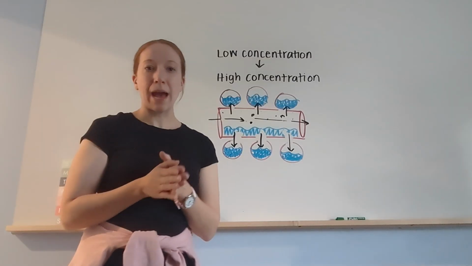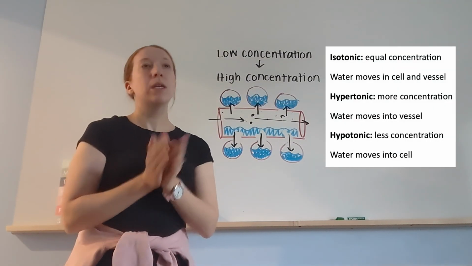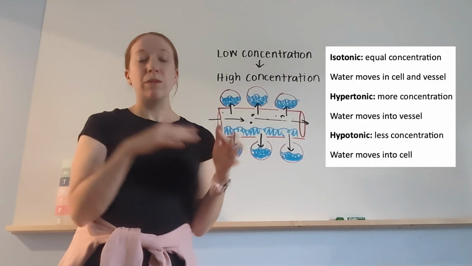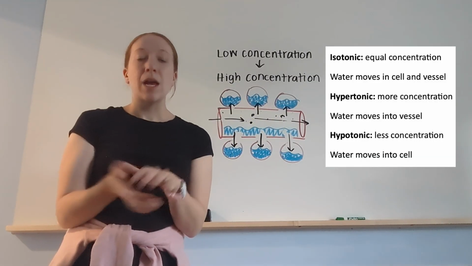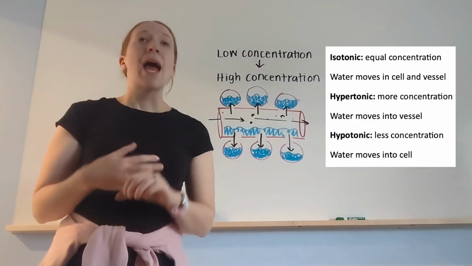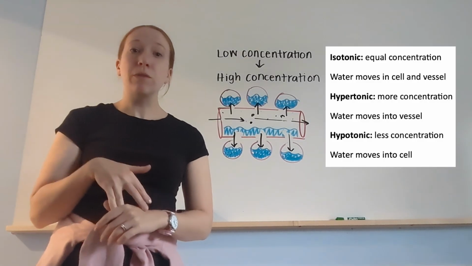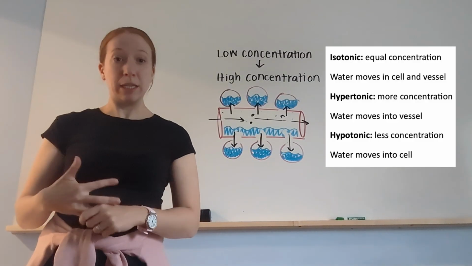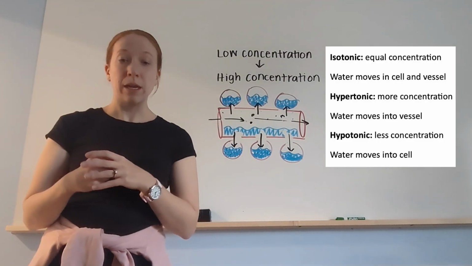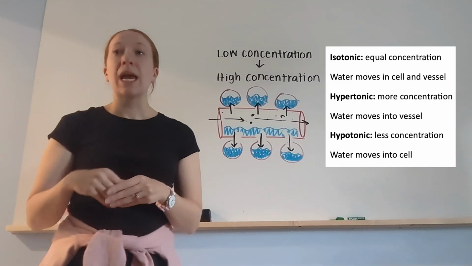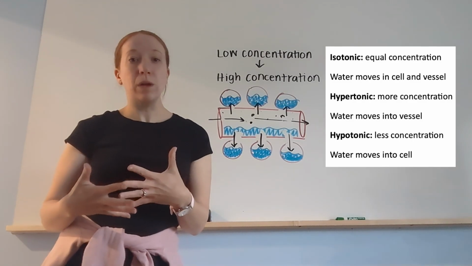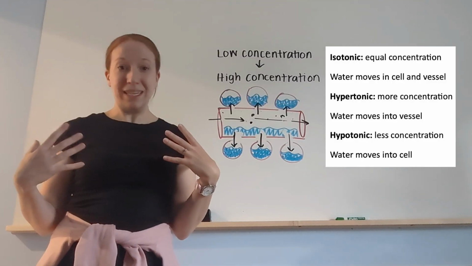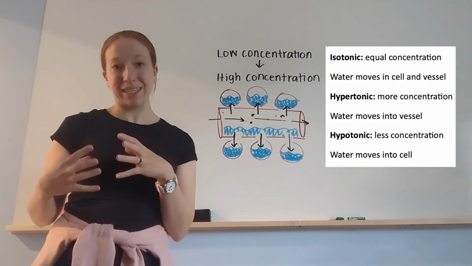Okay, so just to recap, isotonic solution, same concentration as the fluid in our body, and it moves through the vessel and the cells equally. Hypertonic solution has a greater concentration than the fluid in our body, and so water moves from the cell into the bloodstream and our cells shrink. Hypotonic fluids have a lower concentration than the fluid in our body, and so water moves from the vessel into the cell and the cells expand.